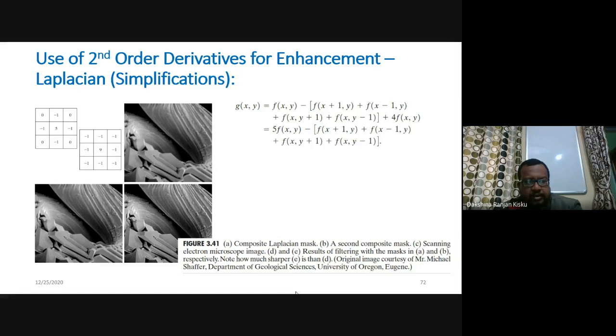We can do these little modifications instead of using the traditional form of Laplacian operators, in which the sum of all the coefficients is 0. This simplified form of Laplacian operator is called the composite Laplacian mask. We can use this composite Laplacian mask for enhancement. Enhancement means to highlight the sharpening properties of the image, or discontinuities found in the image. So both these composite Laplacian operators, which are based on second order derivatives, can be used for enhancement.